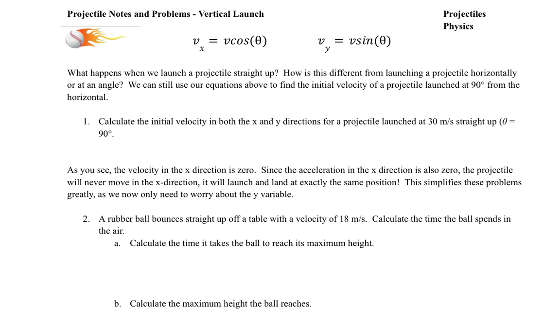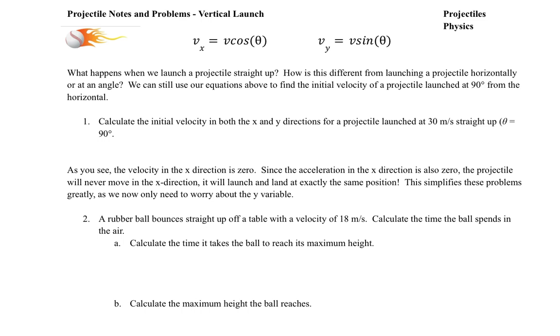So today we're going to finish our exploration of projectiles, and we are going to launch a projectile vertically. So we've talked about what happens when we drop a projectile and it goes vertically. We've talked about a horizontal throw. We've talked about throwing the ball up at an angle, and now we're going to talk about throwing the ball or the projectile straight up, basically at a 90-degree angle with the horizontal, so perfectly vertical.